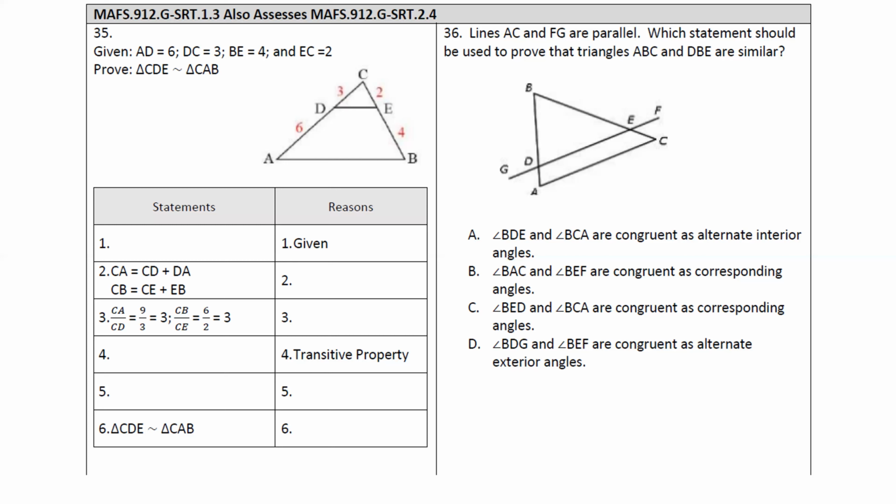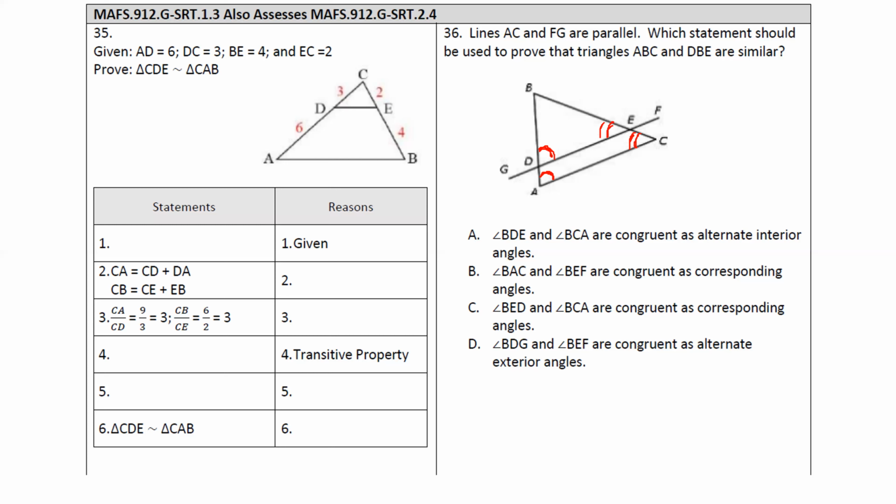Now, looking at the diagram, since we're trying to prove that the triangles are similar, we'd have to be dealing with angles that are inside these triangles. Alternate interior angles, alternate exterior angles, those things aren't going to help us since we're dealing with a triangle. What's going to help us is the fact that these corresponding angles are congruent, and these two corresponding angles over here are congruent, because then we could prove that these two triangles are similar by AA. Well, do any of these options give us either of those two sets of angles?